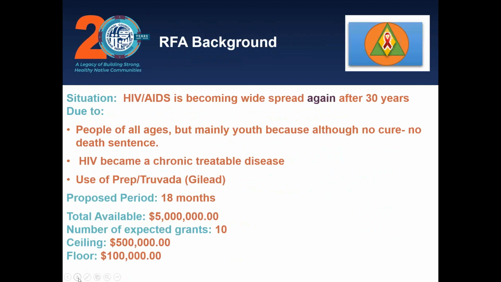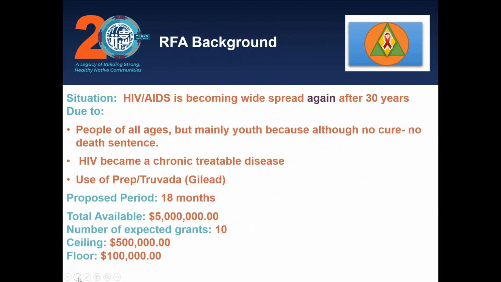This is going to be the request for application background, or RFA background. So the situation right now is that HIV/AIDS is becoming widespread again after 30 years. And this is due to people of all ages being less afraid of HIV, but mainly youth, because they grew up in a world in which there is probably no cure for HIV/AIDS, but it is no longer a death sentence. So HIV has become a chronic treatable disease. And there is the use of PrEP or Truvada, which prevents getting infected from HIV.